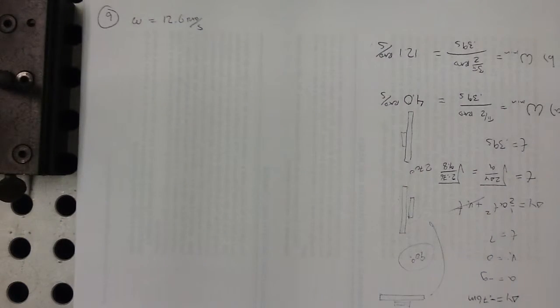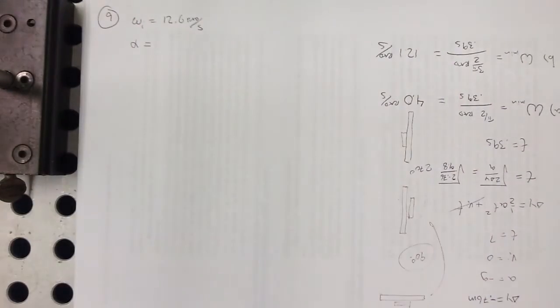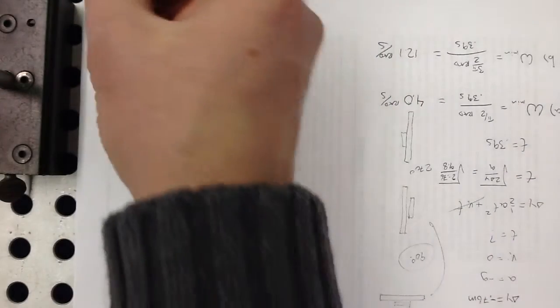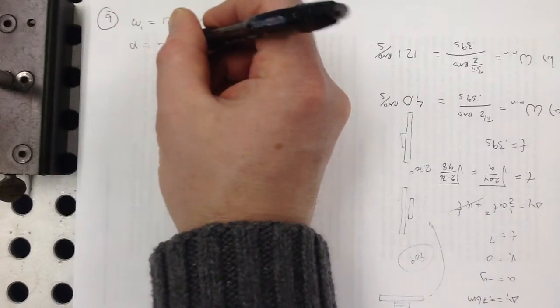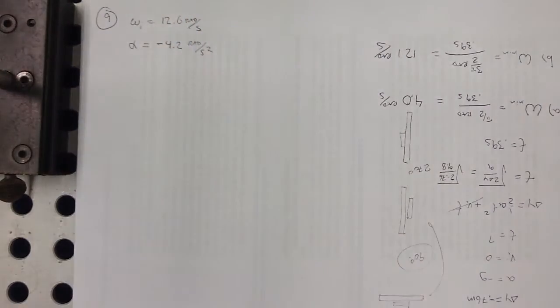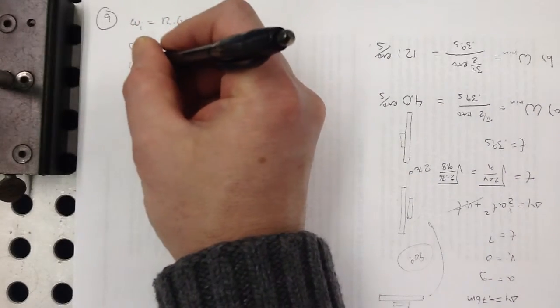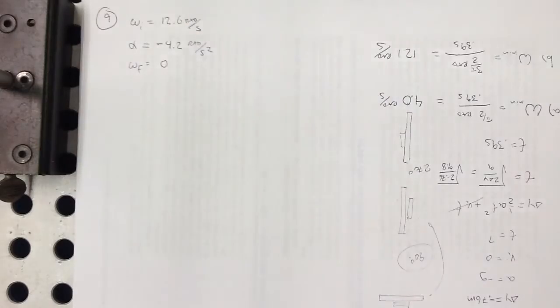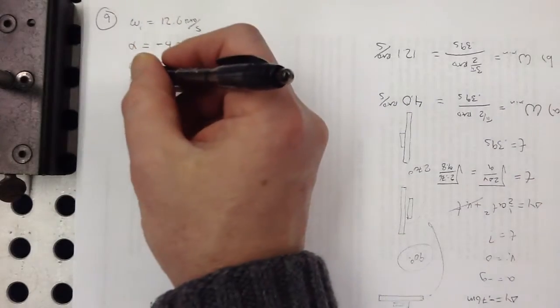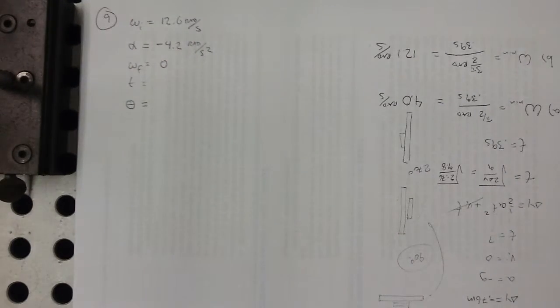If the drum then slows at a constant rate, so I guess that's our initial velocity, its angular acceleration is, and it's slowing, so that would be negative 4.2 radians per second squared. How much time does it take, and through what angle does it rotate in coming to rest? So coming to rest would mean that the final angular velocity would be 0. So how much time does it take, and through what angle does it rotate, right? So we're going to find both of those.